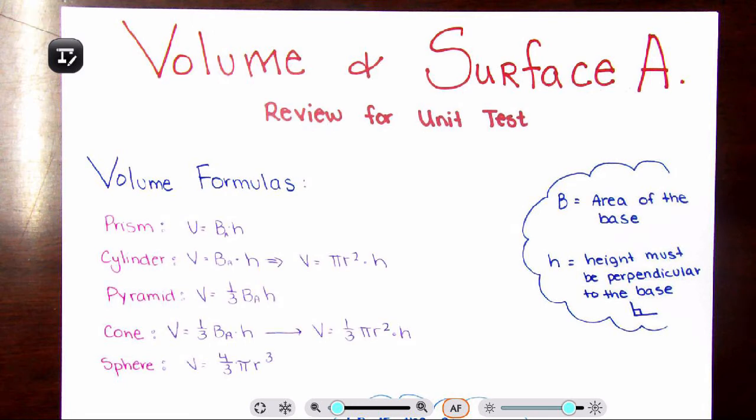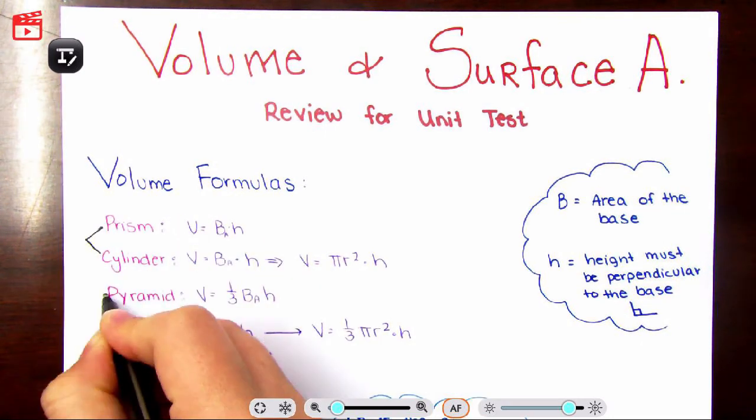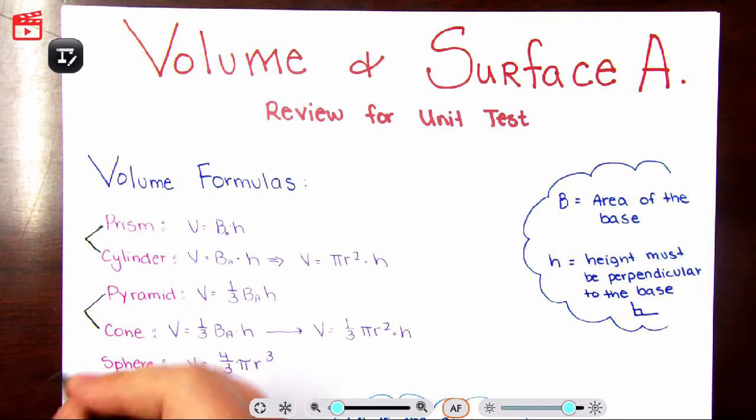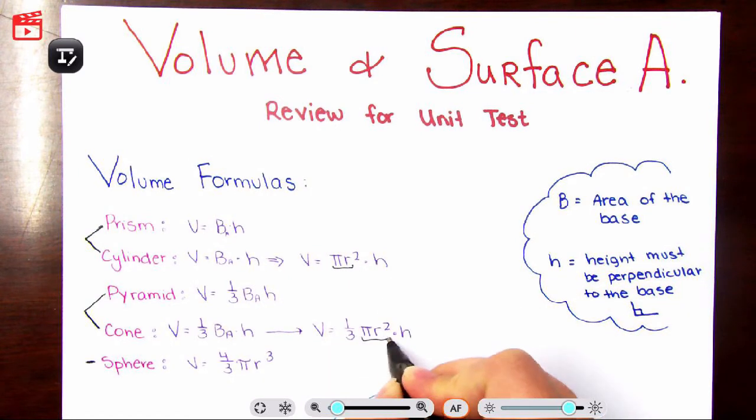First thing first is volume. We started out the semester with volume, and there are technically three formulas. The prism and the cylinder formulas are the same. The pyramid and the cone formulas are the same. And then you have sphere. When I say there's technically three formulas, the cylinder and the cone both have a base of a circle. So when we do the area of the base, it will be pi r squared, area of the base, area of the base.